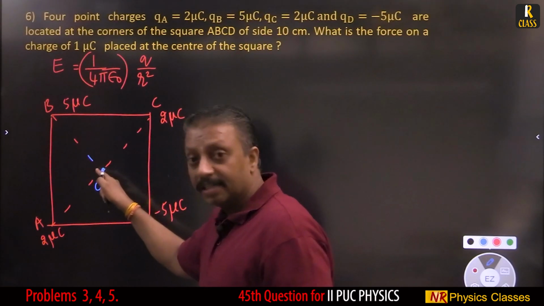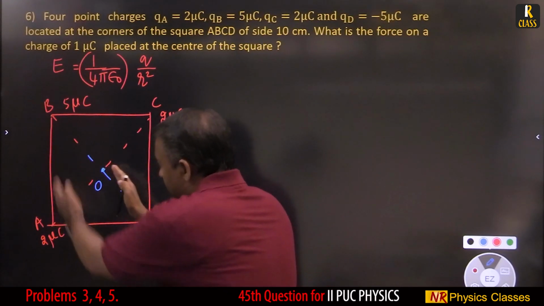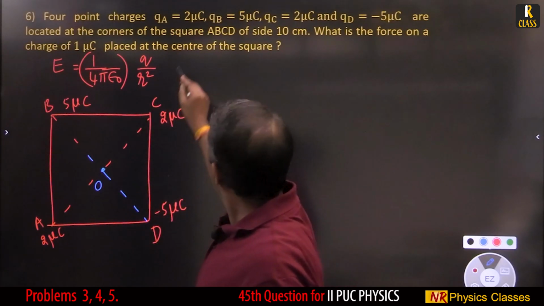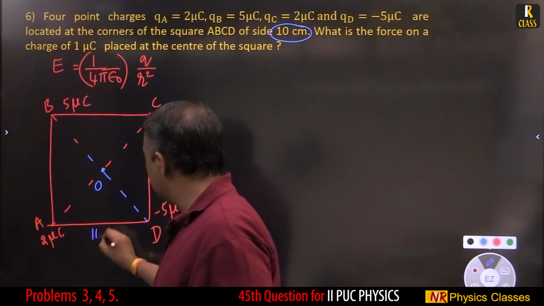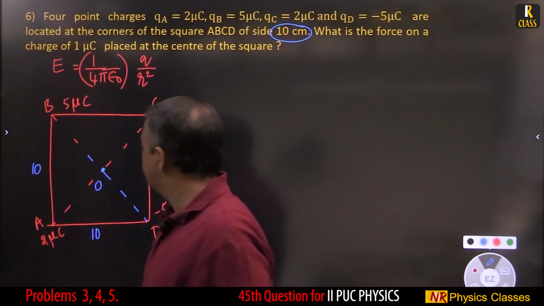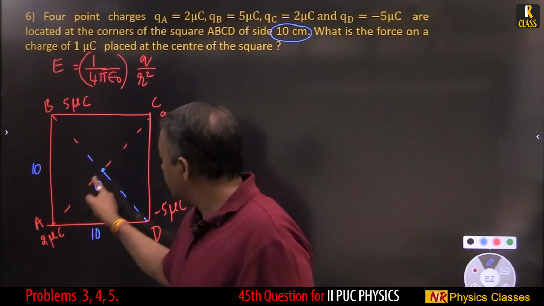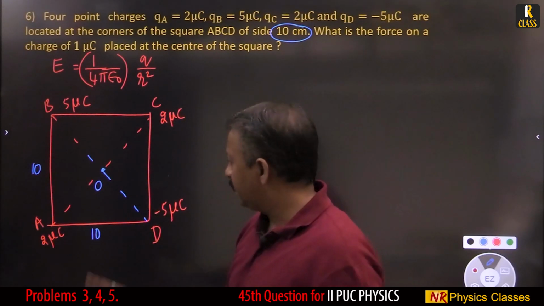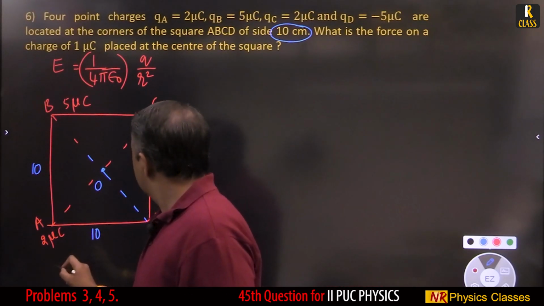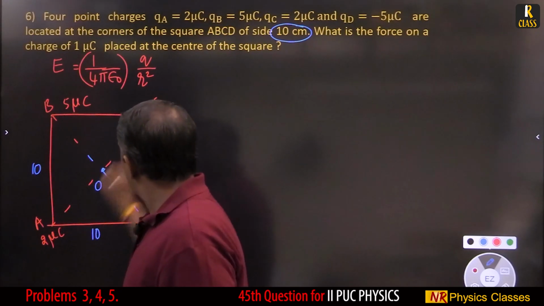So to find the electric field at O, we need these distances. Length of each side is 10 centimeter. This is 10. This is 10. Therefore, we want AO, BO, CO and DO. In one step, let us find that.